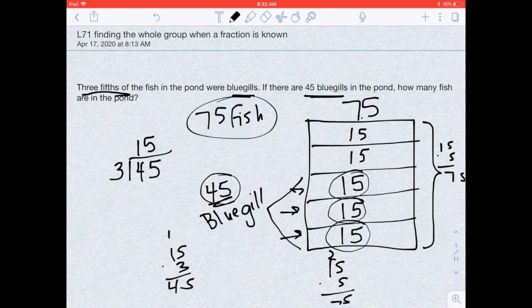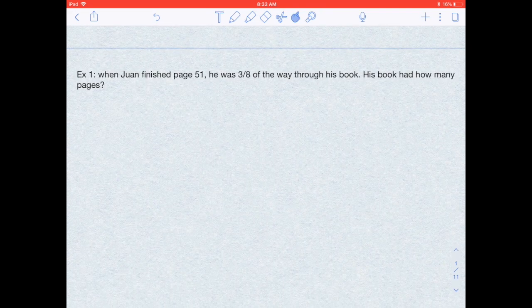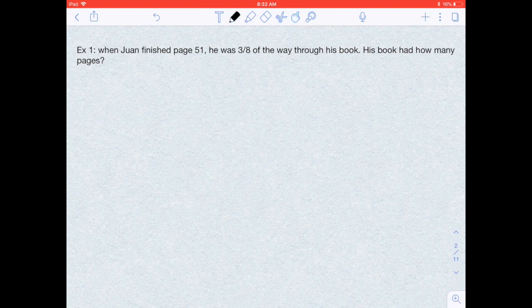Okay, so what's different is you're trying to find the total in most of these, and they're giving you a part. That's why I'm saying a fraction. You know a fraction, but you don't know the whole total. Okay, example 1. When Juan finished page 51, he was 3/8 of the way through his book. His book had how many pages? Okay, I don't know how many pages are in the book. That's the total, and that's what I'm going to try to find out.